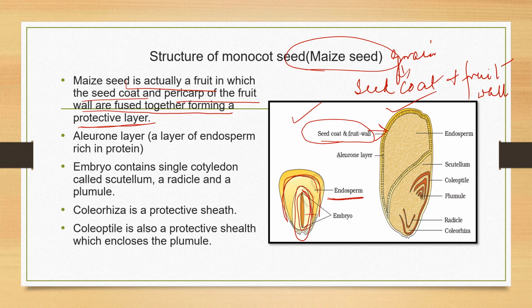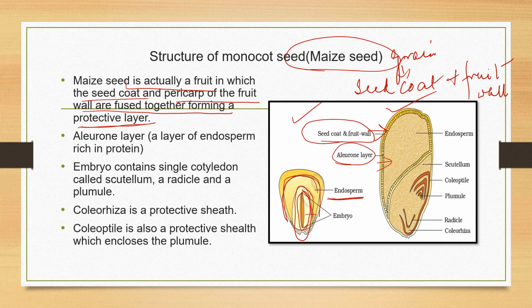This remaining large part is lined by a layer of endosperm rich in protein, called the aleurone layer. So what is it? It is the aleurone layer. Now, the endosperm, what is it rich in?